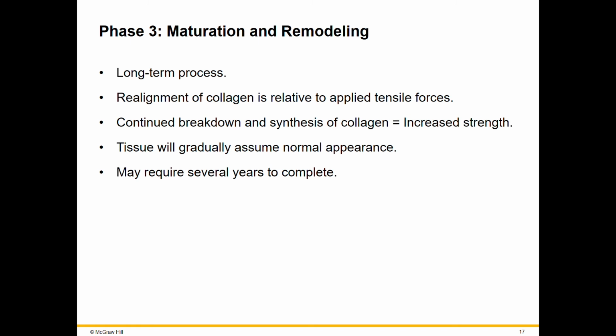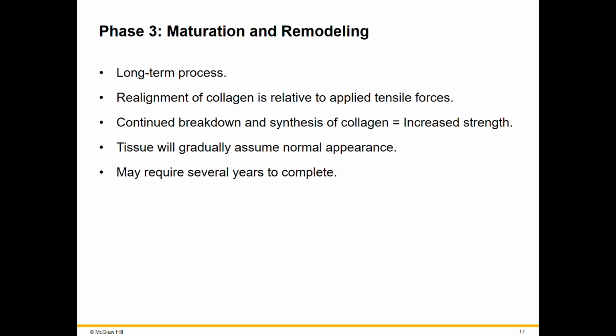Wolff's Law states that bone and soft tissue will respond to physical demands placed on them, causing them to remodel and realign along the tensile force. Therefore, it is critical that injured structures be exposed to progressively increased loads throughout the rehabilitative process.